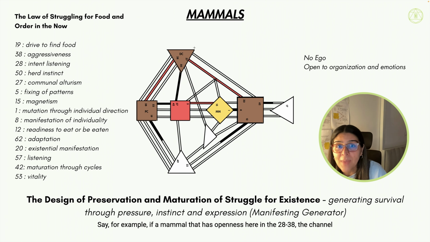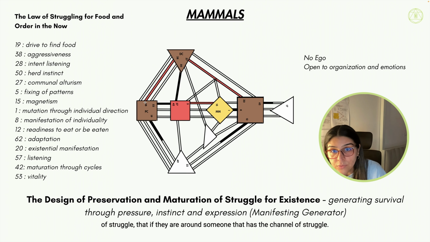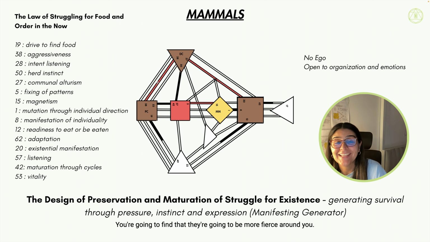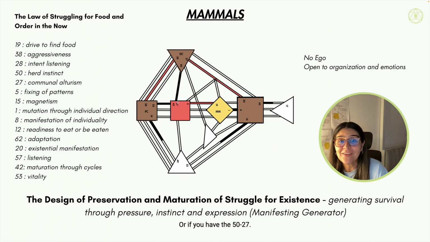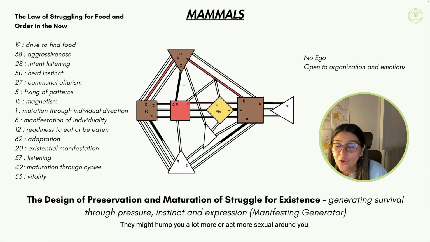Say, for example, if a mammal that has openness here in the 28-38, the channel of struggle, is around someone that has the channel of struggle, you're going to find that they're going to be more fierce around you. Or if you have the 50-27, they might hump you a lot more or act more sexual around you. So it's important to remember that mammals actually have a deep impact on us and we have a deep impact on them, and treating them according to their nature is very necessary.